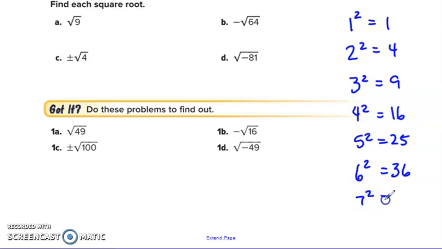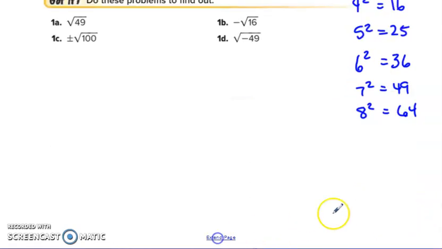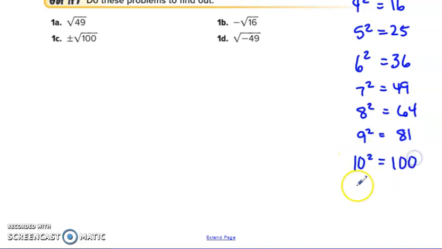7 squared equals 49. 8 squared equals 64. 9 squared equals 81. 10 squared, 100. 11 squared, 121. These right here should all be familiar because they are your perfect squares that you've been doing since elementary, all the way up to 12, and then we got a little bit of a challenge after that. 12 squared equals 144.